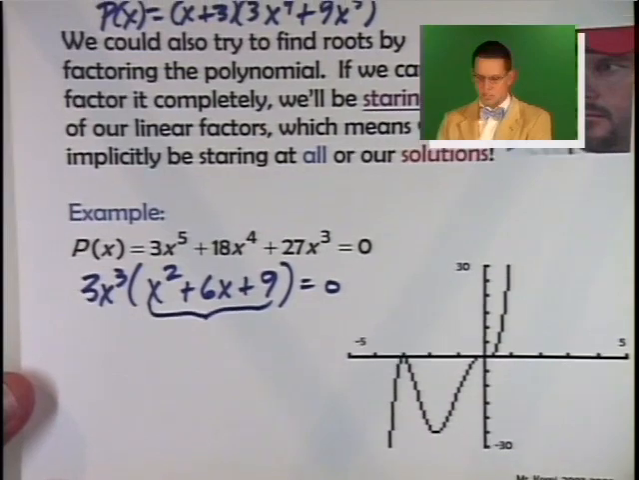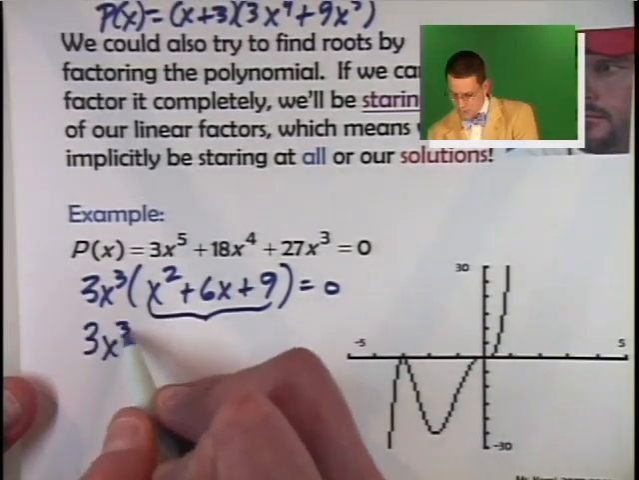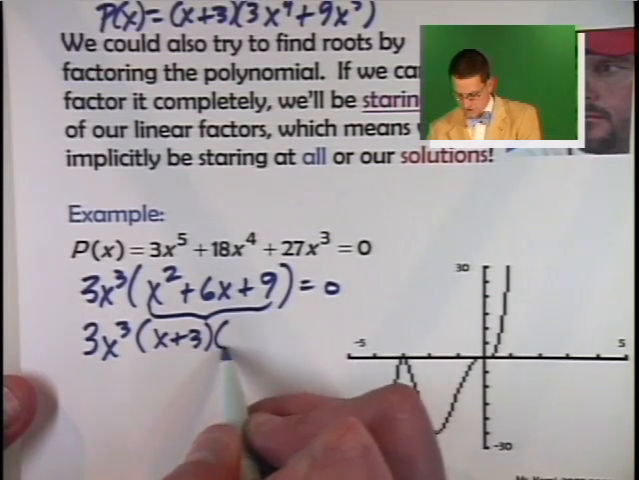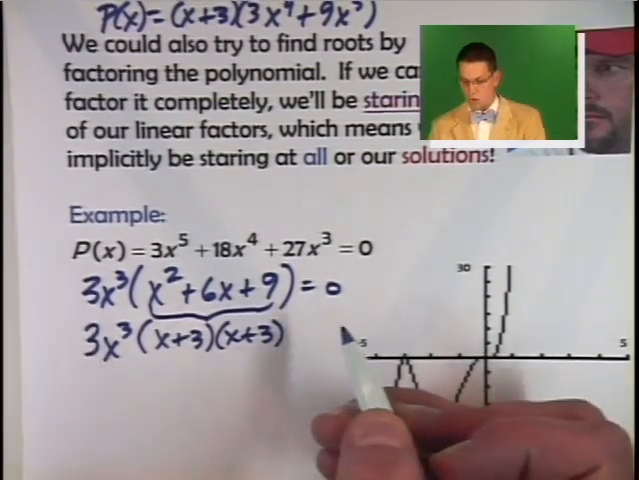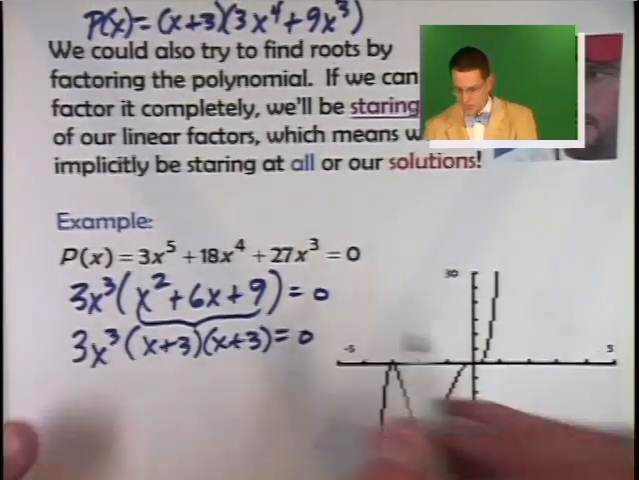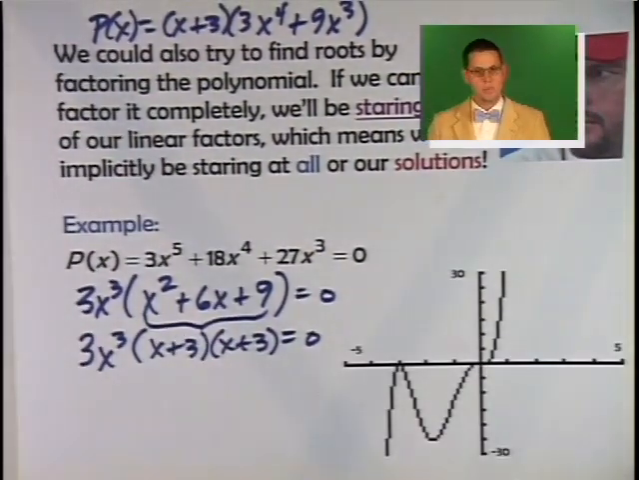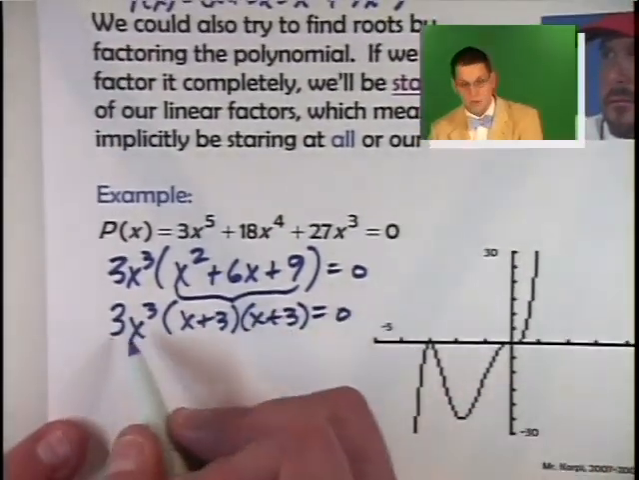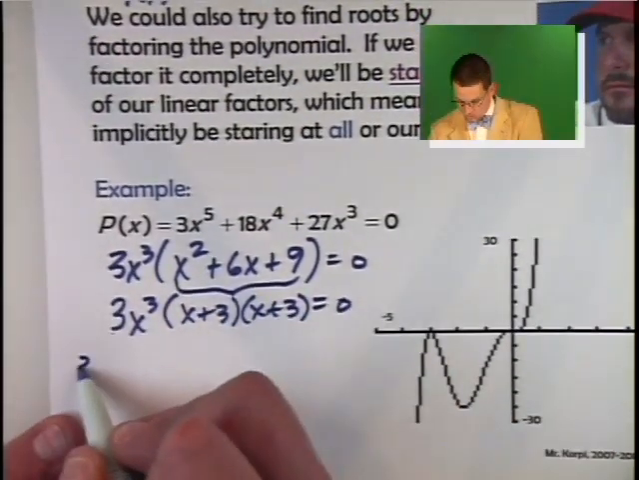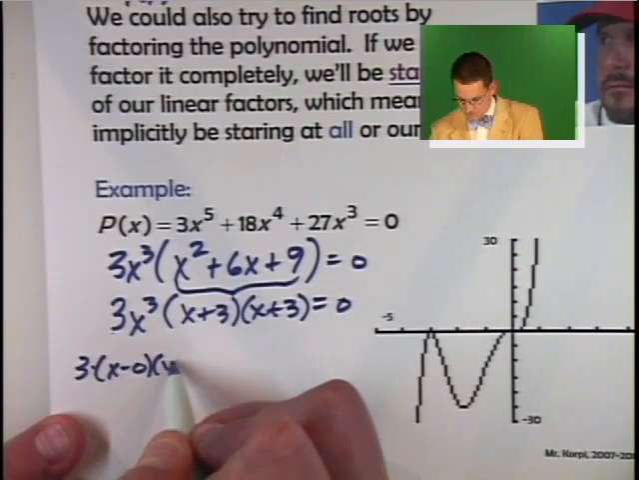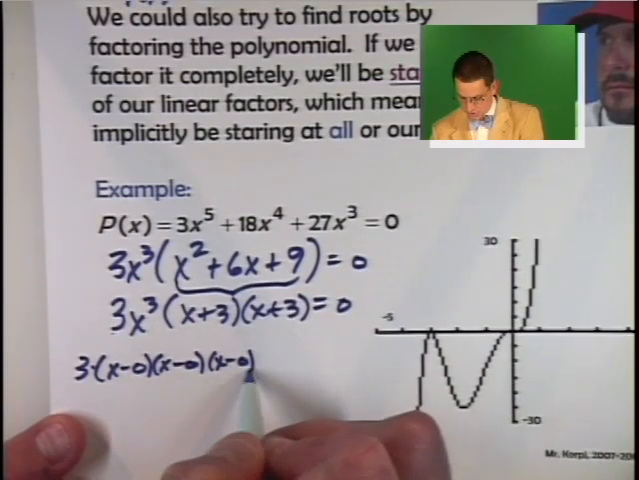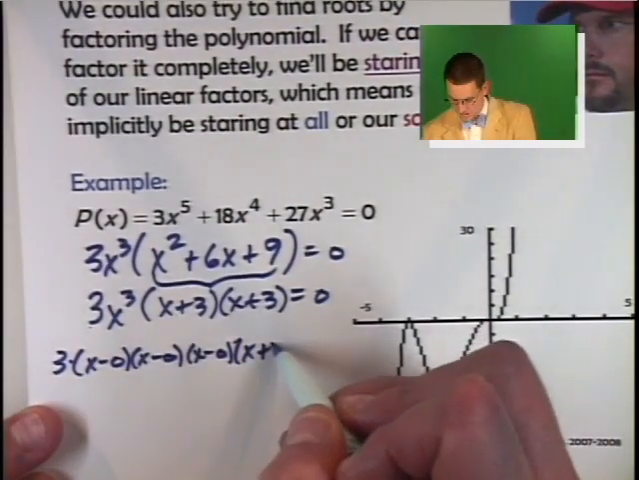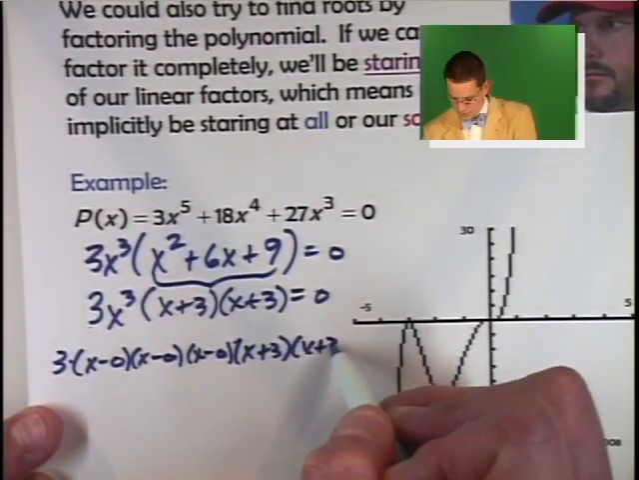And factoring quadratics is something that hopefully you're comfortable with. Factors of 9 that add to 6. Well, that's going to be x plus 3 times x plus 3, or x plus 3 quantity squared. And it's still equal to 0. So notice what we can do here. We can actually write this in x minus a format, and we can basically expand it out. We get 3 times x minus 0 times x minus 0 times x minus 0. That's the same thing as x times x times x, or x cubed. This one I already have expanded, x plus 3 or x plus 3.